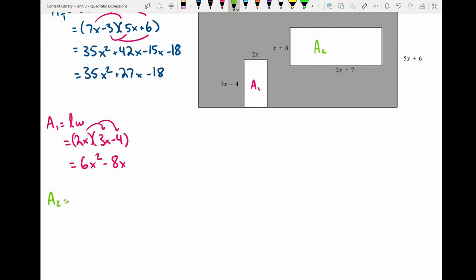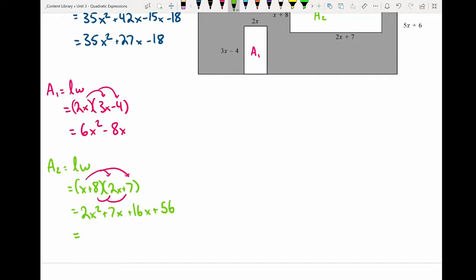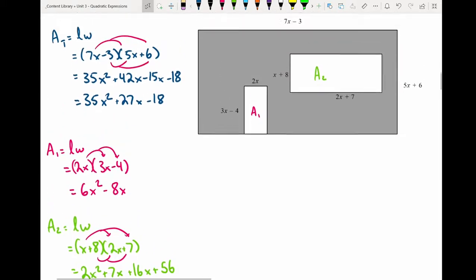Area 2, same idea. It's a rectangle, so length times width is equal to x plus 8 times 2x plus 7. Again, use the distributive property. X times 2x is 2x squared. X times 7 is plus 7x, plus 16x, plus 8 times 7, 56. And I can collect some like terms here. I can collect my x values. So I get 23x plus 56.